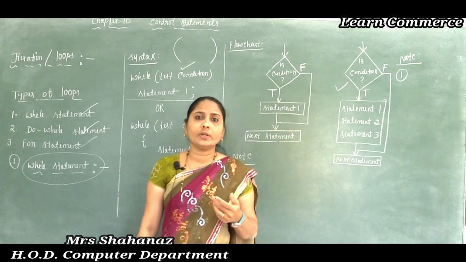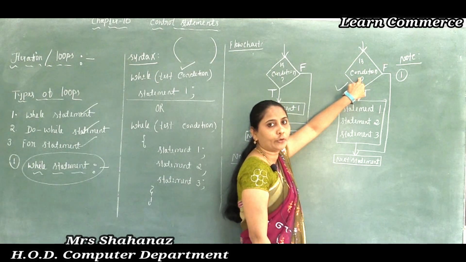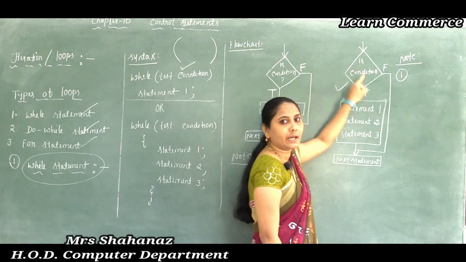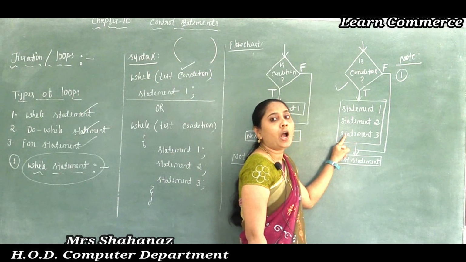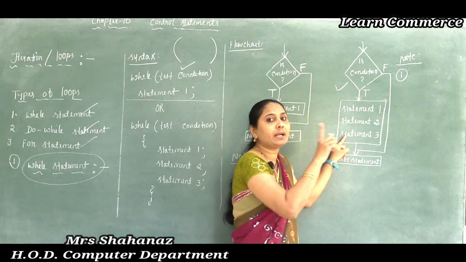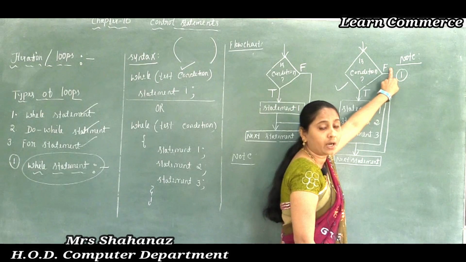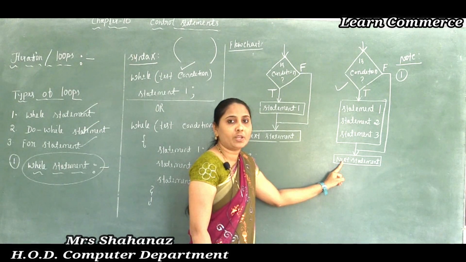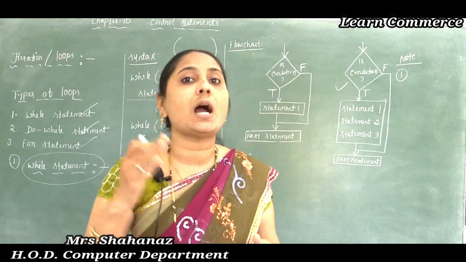There is no difference between our first flowchart and our second flowchart. If you want to take a decision, the decision symbol is applied. So is the condition true? If the condition is true, then statement 1, statement 2, statement 3, however many statements there are, all of those statements execute one after another. If the condition is false, F is called false here, the control goes to the next statement of the loop. That means it jumps and the control comes out of this structure.